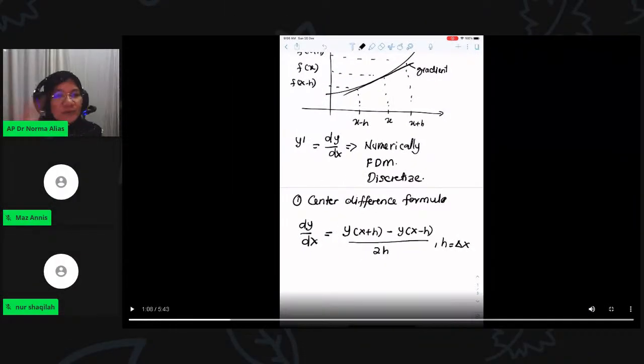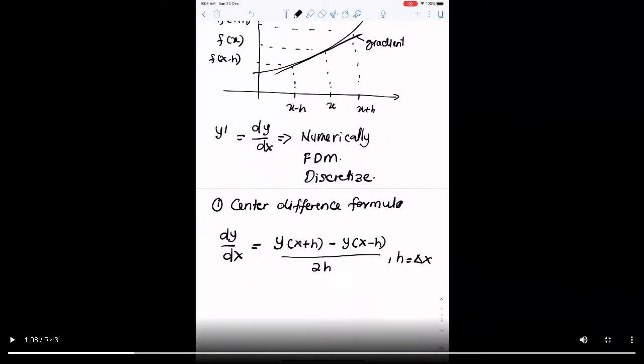Okay, we have three formulas: forward, backward, center. I already proved to you center and forward. Now I want to prove the backward. All right, never mind, I want to stop here.